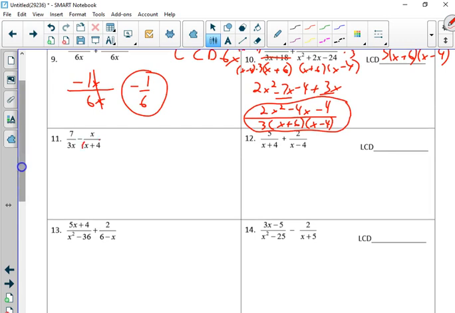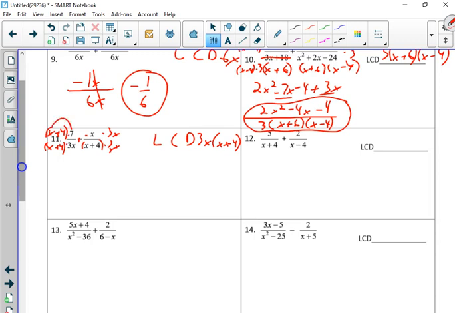Number 7. First off, let's change this to adding negative 1x, or just negative x. My LCD is going to be 3x times x minus 4. Sorry, plus 4. So this first fraction needs an x plus 4, top and bottom. And the second fraction needs a 3x. Again, multiply.